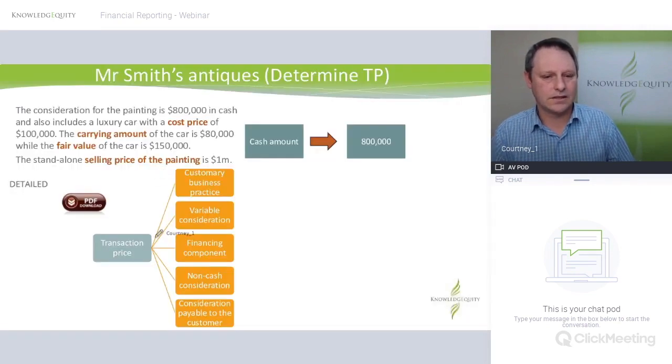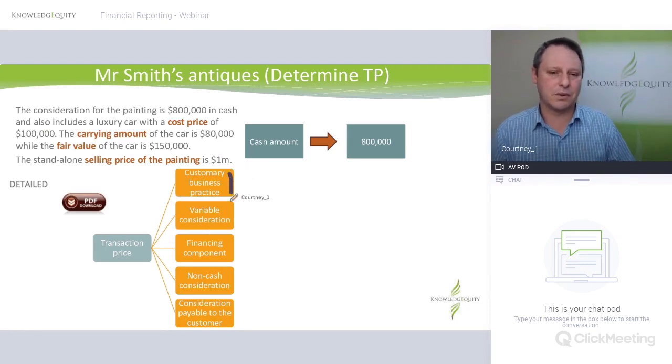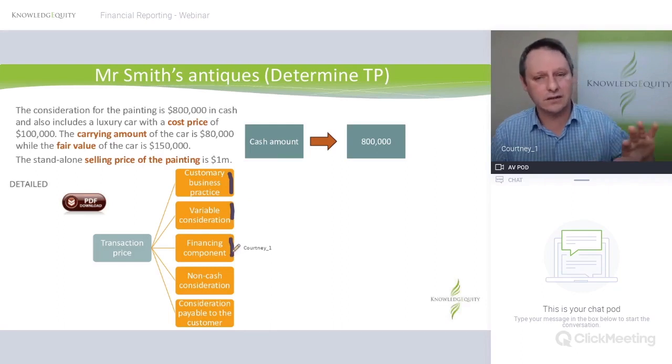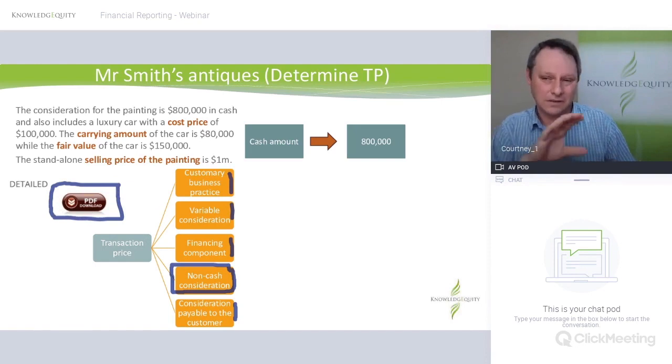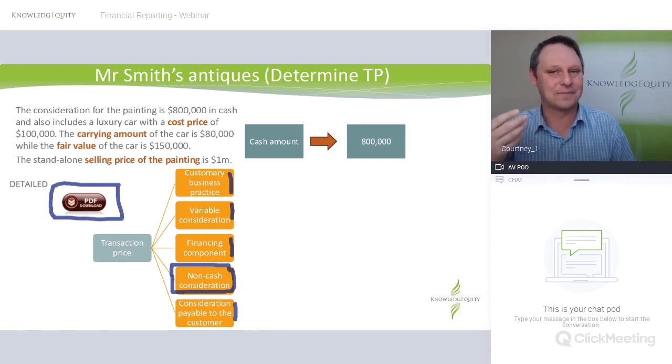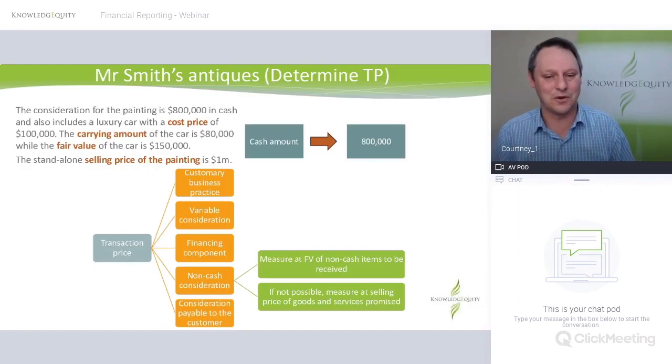Well, here are the rules for figuring out the transaction price. What is customary business practice? Variable consideration, financing. Then we have this non-cash consideration that we want to look at, and then consideration payable to the customer. This is all in a spreadsheet for you to download as a PDF, as a flowchart. So please download it, have a look, and this will help you solve the question.